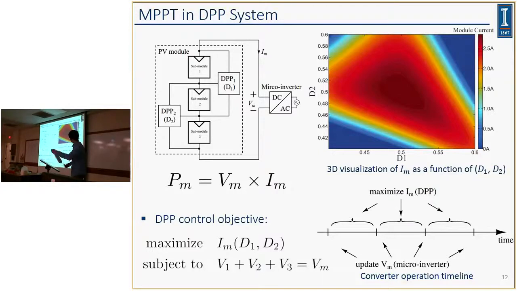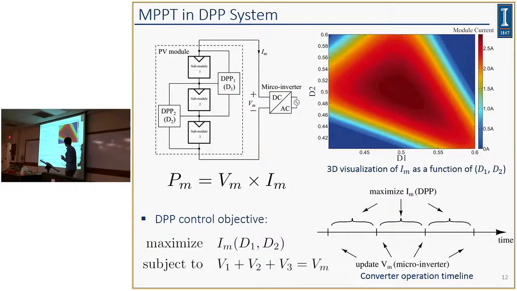So the power output of a module is simply the power voltage multiplied by the power current. And because, as we said, the microinverter is regulating this voltage, and we can make the control loop for the DPP converter very fast compared to the microinverter, the DPP converter can view this VM as temporarily fixed by the microinverter. Then the only task of the DPP converter is to maximize the string current, which is listed as the control objective here.